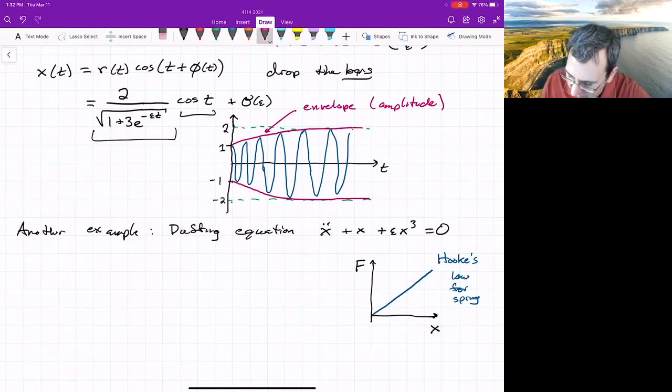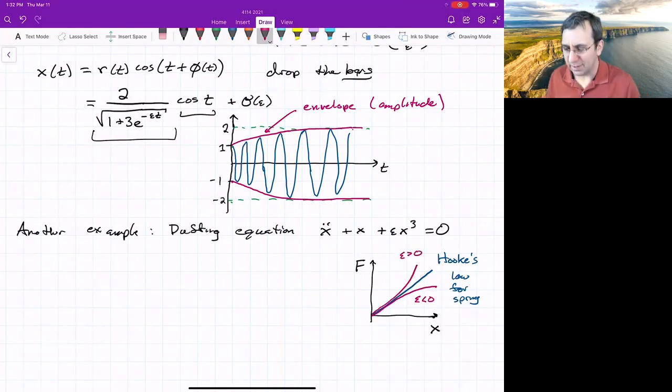So if you have epsilon less than 0, you get this sort of curving downward. And if you have epsilon greater than 0, you have curving upward. That means curving upward would mean a stiffening spring. So as you pull the spring harder, the restoring force isn't linear in that displacement. It actually gets stronger and stronger. Epsilon less than 0 means a softening spring.